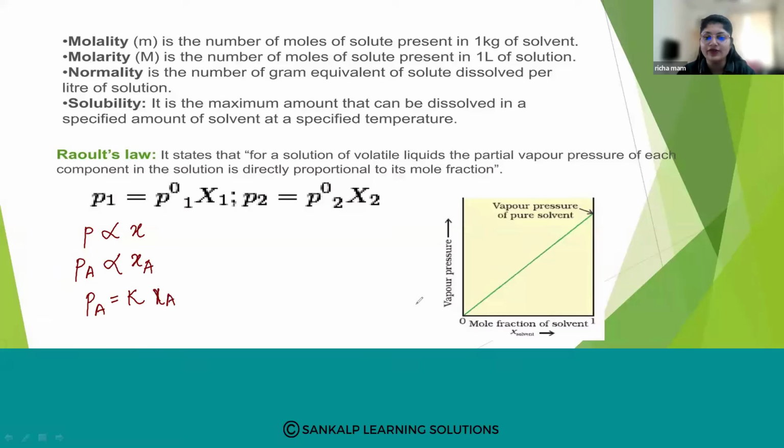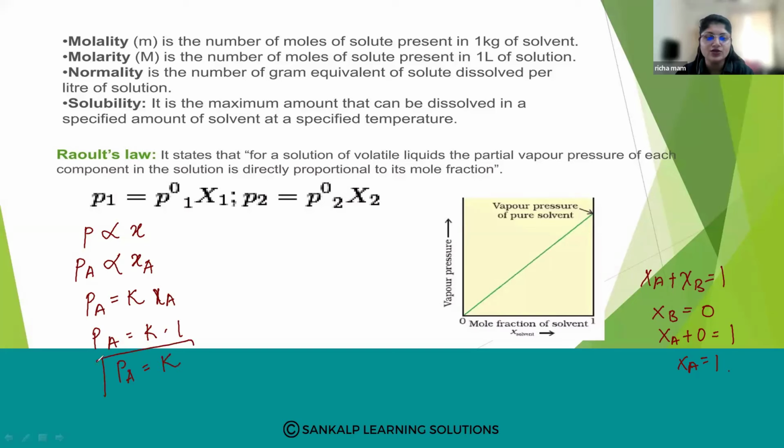Now we know that chi A plus chi B equals 1. So chi B will be equal to 0, so chi A plus 0 will be equal to 1. So chi A is equal to 1. By putting this, PA is equal to K into chi A, and chi A is 1. So PA will be equal to K.